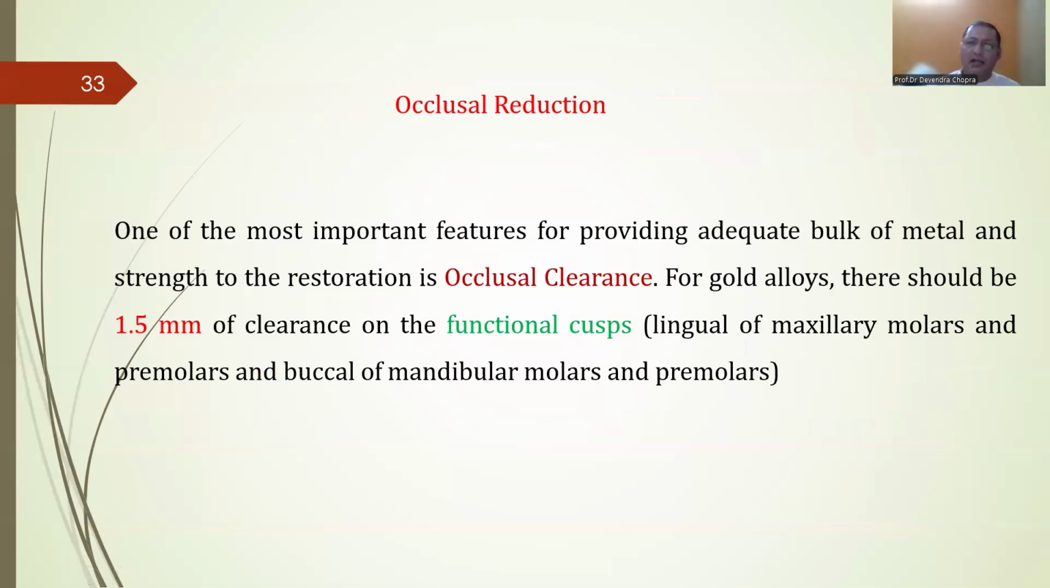So for gold alloys and for any alloys, 1.5 millimeter of clearance on the functional cusp is a must, and 1 millimeter of clearance on the non-functional cusp. In upper, your functional cusps are your palatal or lingual cusp. In lower, your functional cusp is your buccal cusp. Next slide.